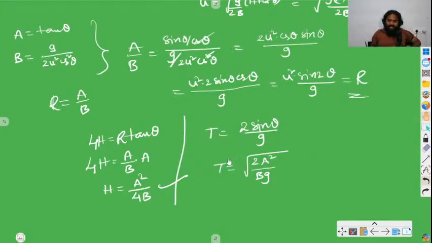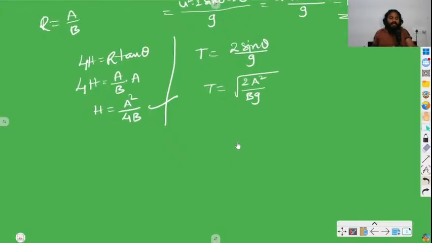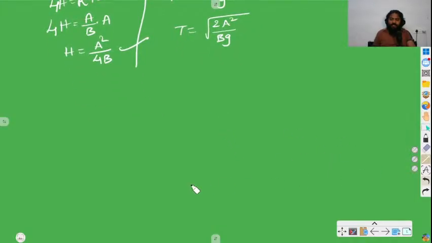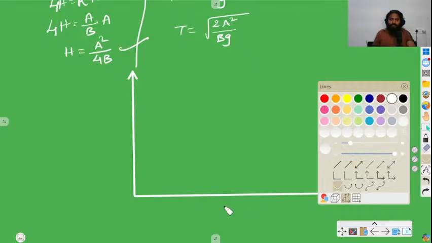Now let's take another concept. The concept is about complementary angles. It is very important. On this also they have asked questions many times. Complementary angles, for example: I have a projectile, with the x-axis and y-axis, and we have thrown the projectile like this.